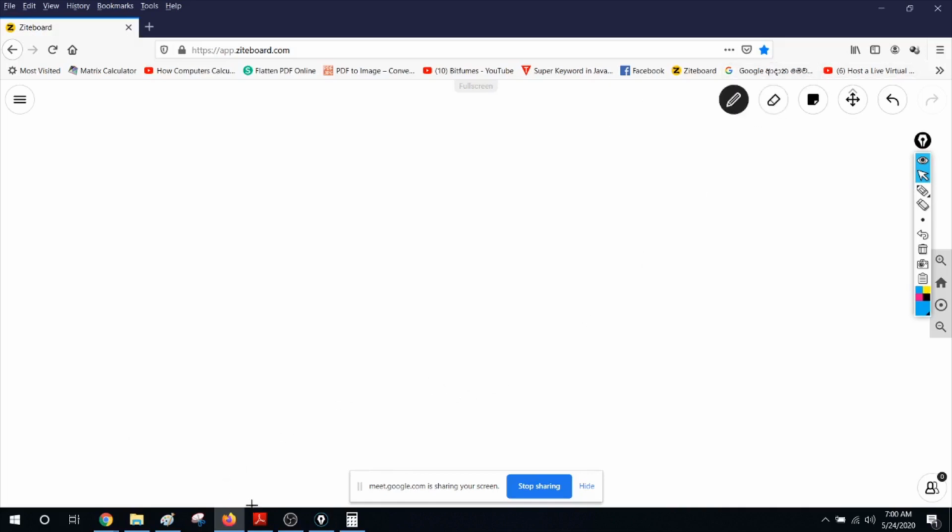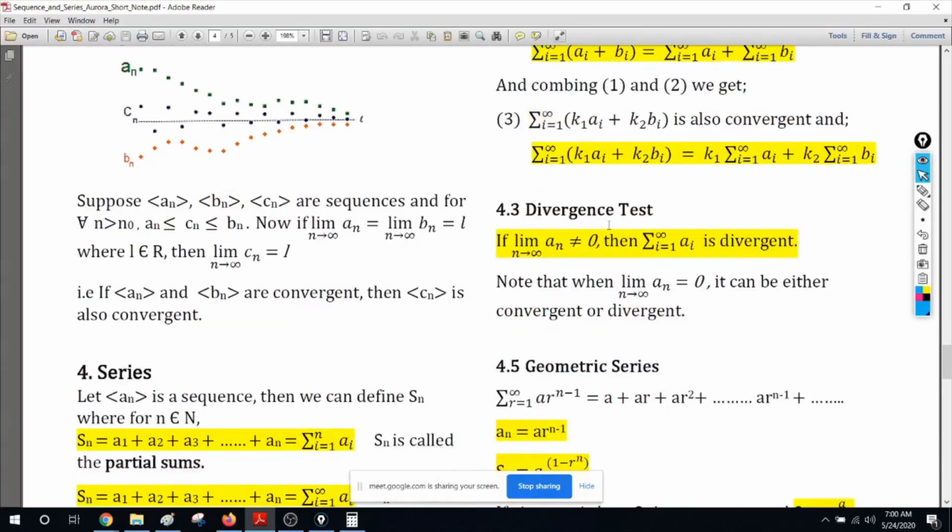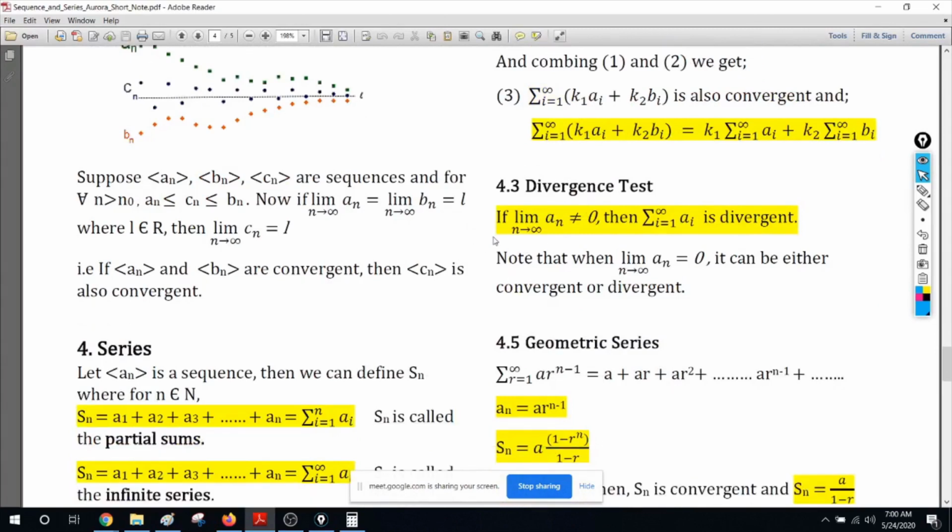Can someone tell me? Because when it comes to series, that is the most important test concept other than understanding what is meant by convergence and divergence. Right, the divergence test. So what does the divergence test say? If, when n tends to infinity, a_n is not equal to 0, then that series is divergent. If it is 0, of course, it can be convergent or divergent. But if it is not equal to 0, definitely your series is divergent.